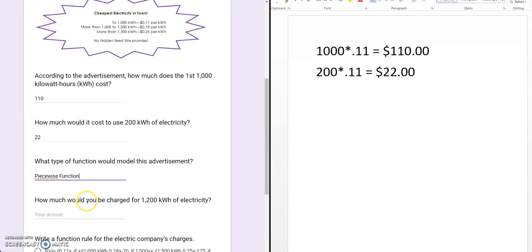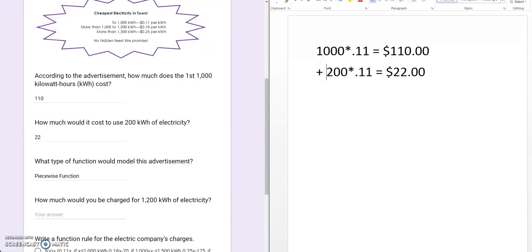The next question: how much would you be charged for 1,200? Well, again, we take the first 1,000 multiplied by 11, and then we take the next 200, because it's 1,000 plus 200, but that 200 goes over the 1,000 and goes up into the next section here. So this is going to be $36 for the 200 over 1,000. So this is $146.